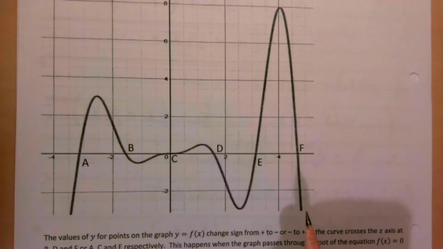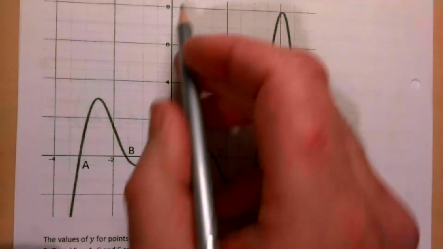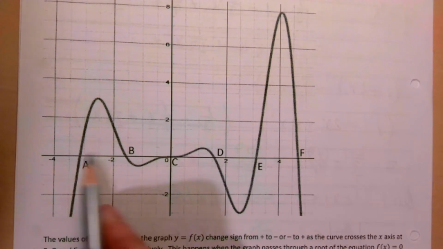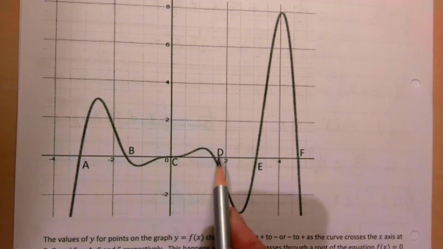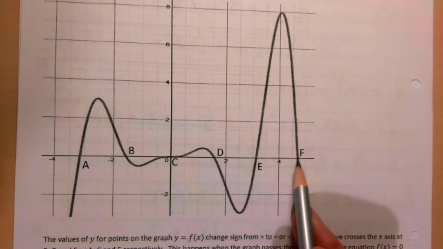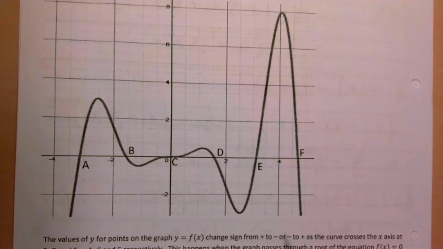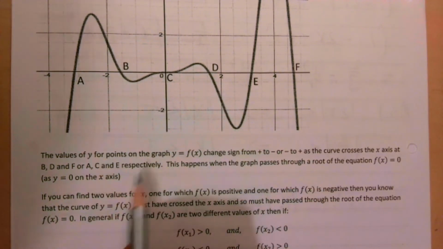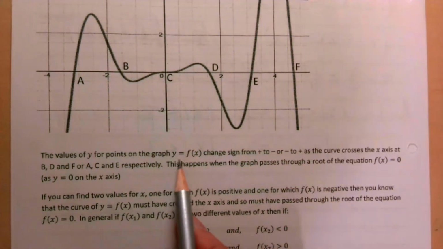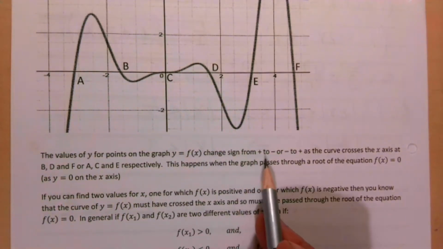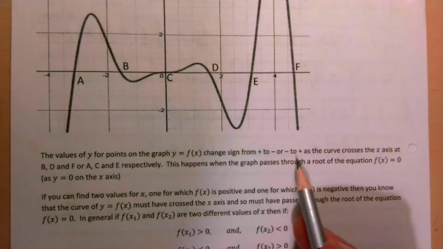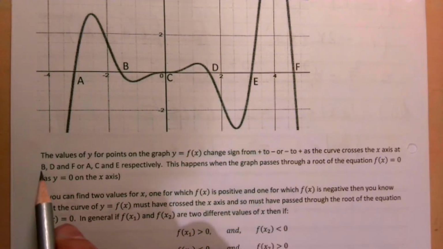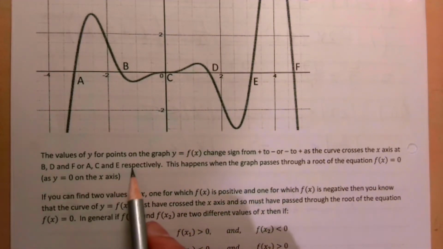So we know there's a root of an equation anytime y is 0, and that's whenever it touches the x-axis. So here are roots here. Here's 1, 2, 3, 4, 5, and 6. So 6 different roots of this equation. The values of y for points on the graph y equals f of x change sign from positive to negative or negative to positive as the curve crosses the x-axis at b, d, f, a, c and e respectively.